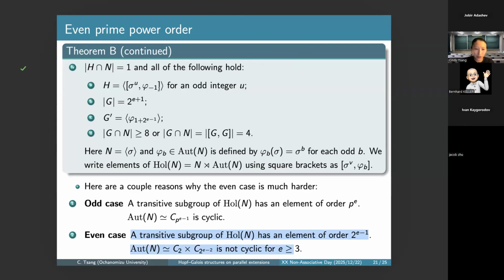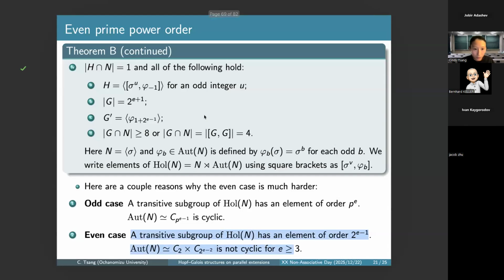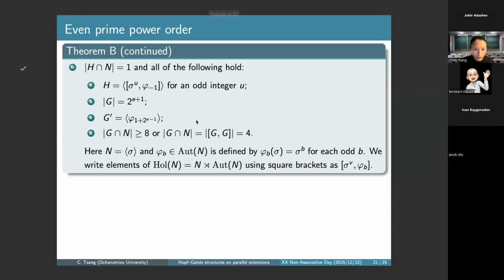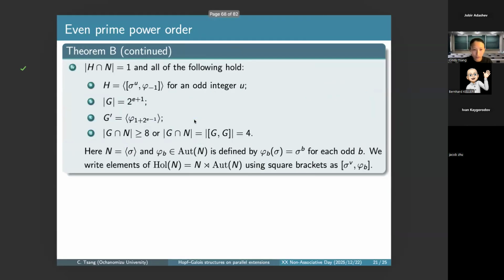maybe seemingly weird conditions. So finally, let me briefly explain the proof of the if part of this theorem. If one of these conditions holds, then we want to show that the answer is no, meaning this statement is false for G mod C. In some cases, G mod C is not even isomorphic to a transitive subgroup, so we don't even need to look at the stabilizer condition.